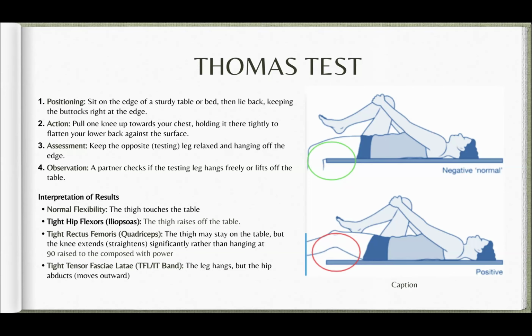Interpretation of the results. Normal flexibility: the thigh touches the table. Tight hip flexors, that is iliopsoas tightness: the thigh raises. Tight rectus femoris, the quadriceps: thigh is stable, but the knee extends significantly rather than hanging at 90 degrees. Tight tensor fascia lata or IT band: the leg hangs, but the hip moves up.